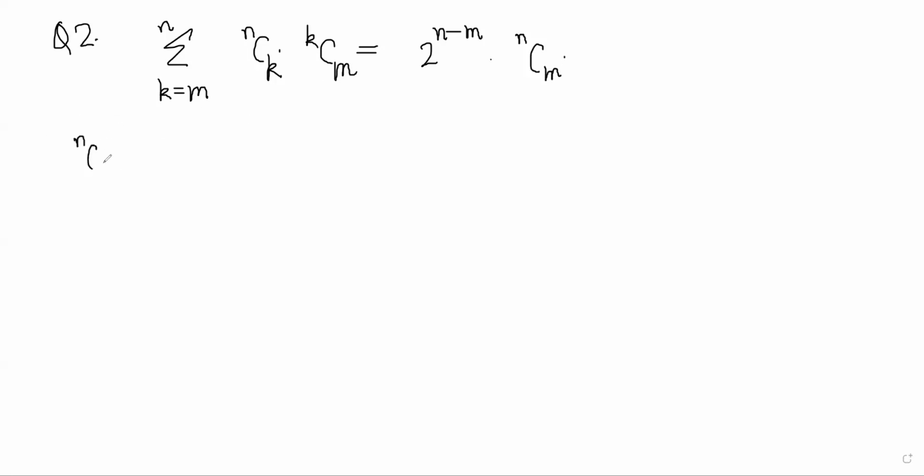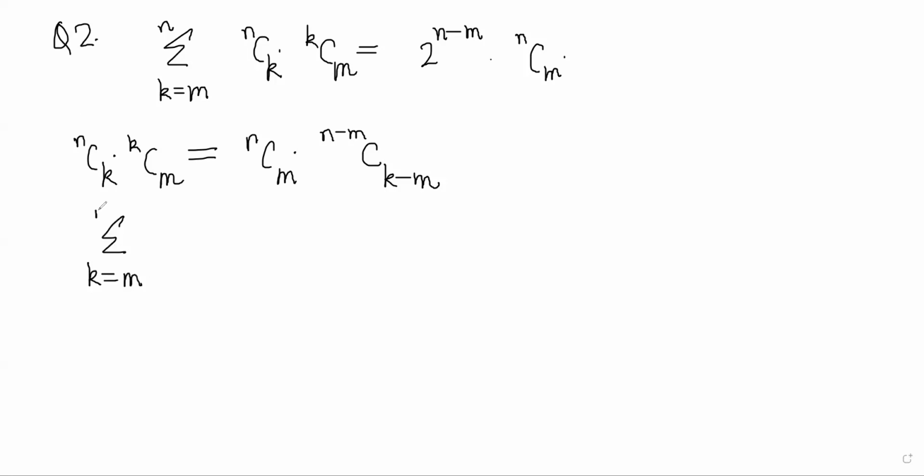The next question is this: prove that the summation for k equal to m to n of nCk into kCm is equal to 2 power n minus m times nCm. Now here we will use the result nCk into kCm. This is formula 9, which is equal to nCm times (n-m)C(k-m). So if you write this result like this, the summation of these two terms over k from m to n becomes nCm times (n-m)C(k-m).